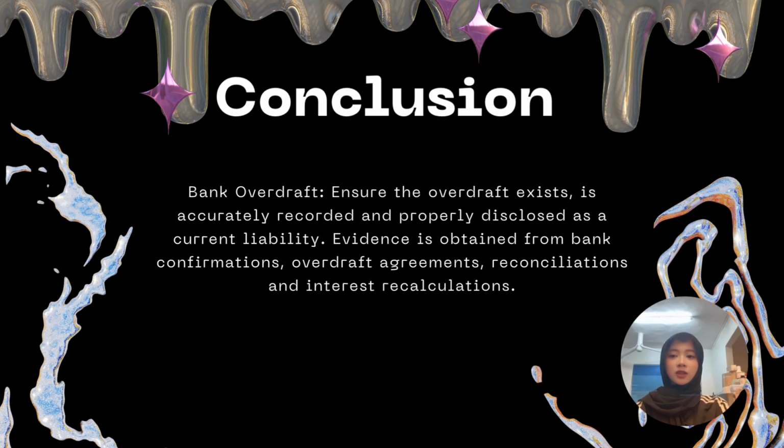For the conclusion, ensure the overdraft balance is accurately recorded and properly disclosed as a current liability. Evidence is obtained from bank confirmation, overdraft agreements, reconciliations, and interest recalculations.